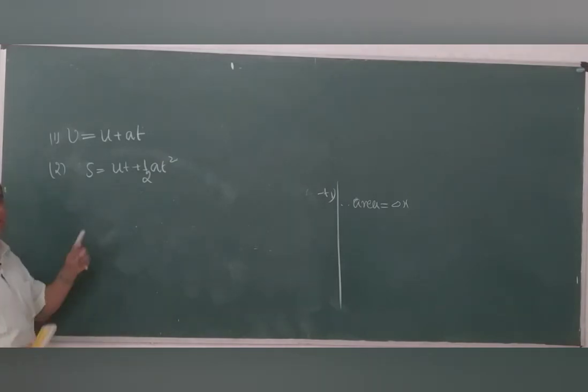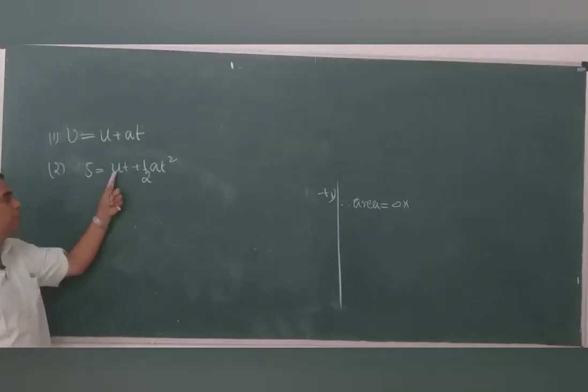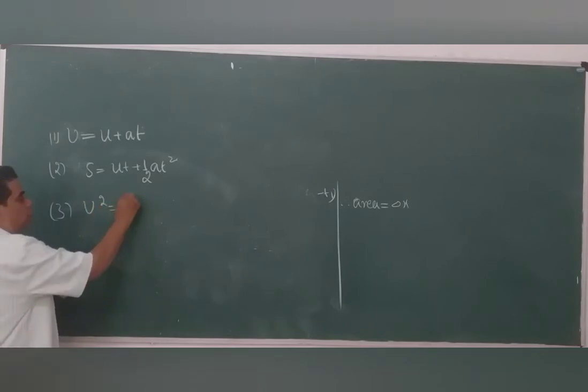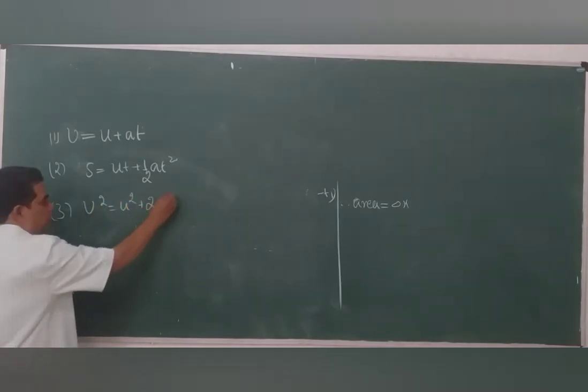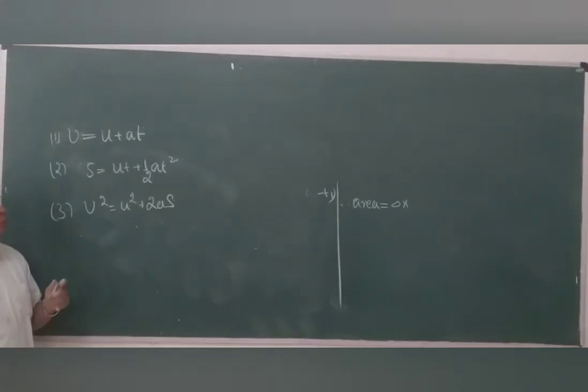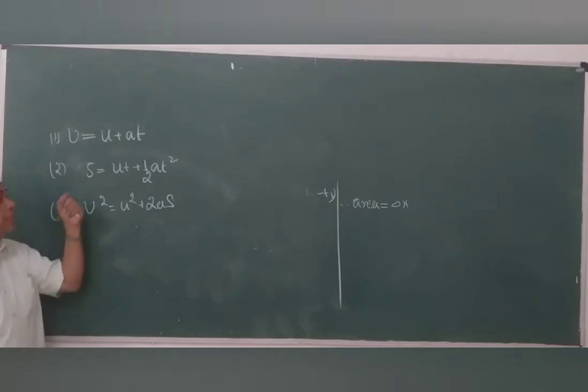Say displacement equation. S is displacement, U is initial velocity, T is time, A is acceleration. So the last equation, V square equals U square plus 2AS. If you can remember, all these 3 you learnt in your 9th standard NCERT textbook in your school. So now you are supposed to get these equations by using the VT graph.